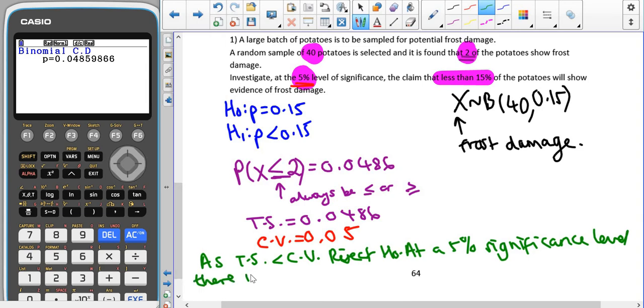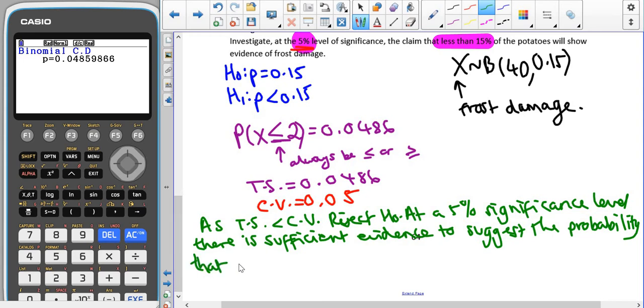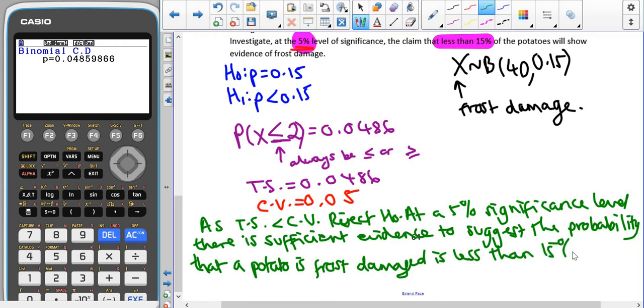There is sufficient evidence to suggest the probability that a potato is frost damaged is less than 15%.